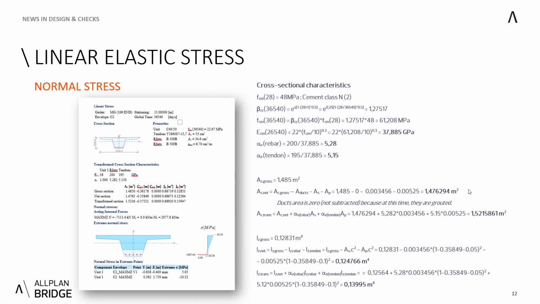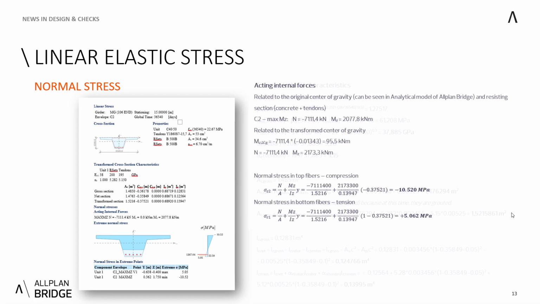Then we have these transformed characteristics. So we start from these net characteristics, and by this working coefficient, which I explained, alpha E, we add the reinforcement area and the tendons, and we get to the final value of transformed section concrete area. The very similar principle is used on the moment of inertia. And as you can see, there is also this Steiner rule applied, so not much of a rocket science here.